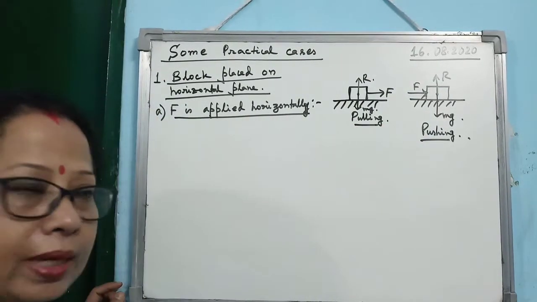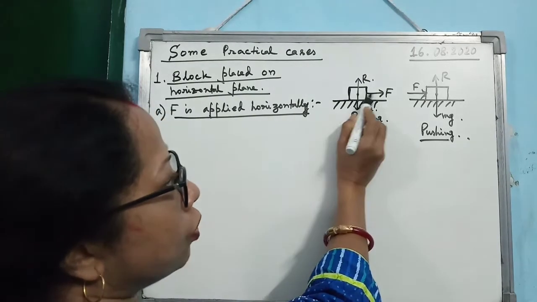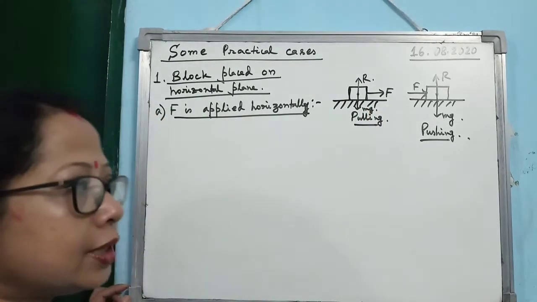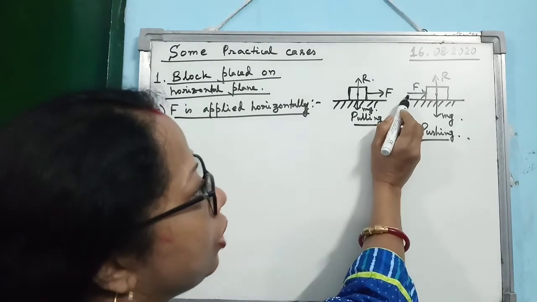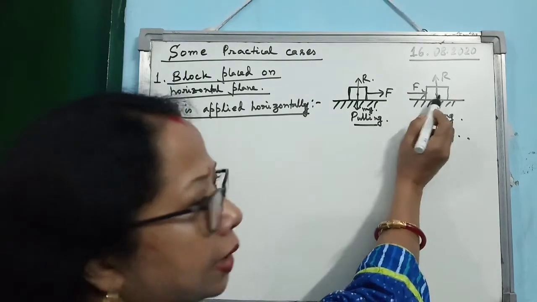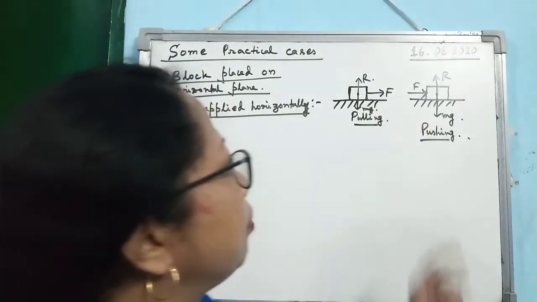Now you see, when you are keeping it on the horizontal plane, then you can create motion on the body by two means, either by pulling it. So when you are pulling, then you see force F is applied in this direction, and you can create a motion by pushing it. So when you are pushing, you are applying the force in this direction. Then what are the other forces acting on the body?